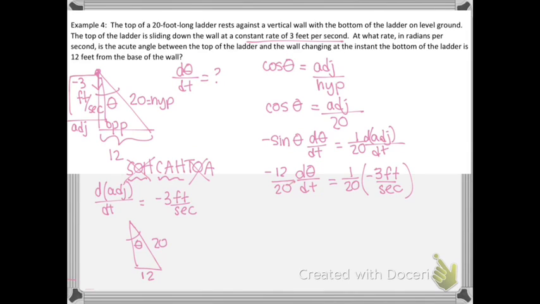So simplifying, I can multiply both sides by 20, which gets rid of that 20. Let's divide that 12 to the other side, and the negatives cancel. So I get 3/12 feet per second.